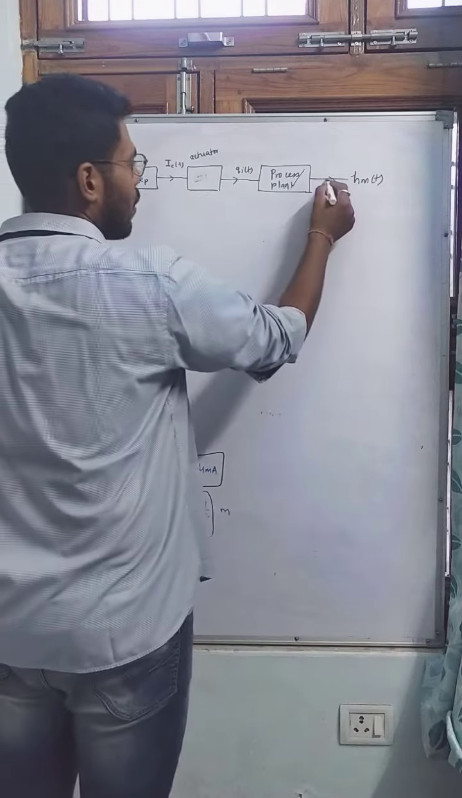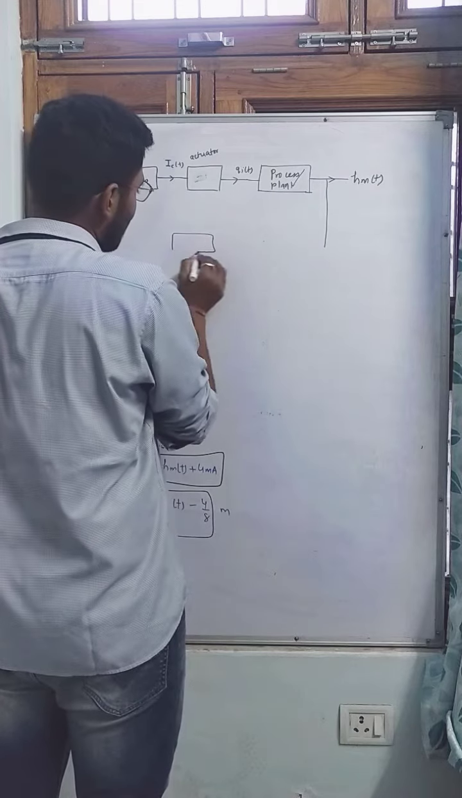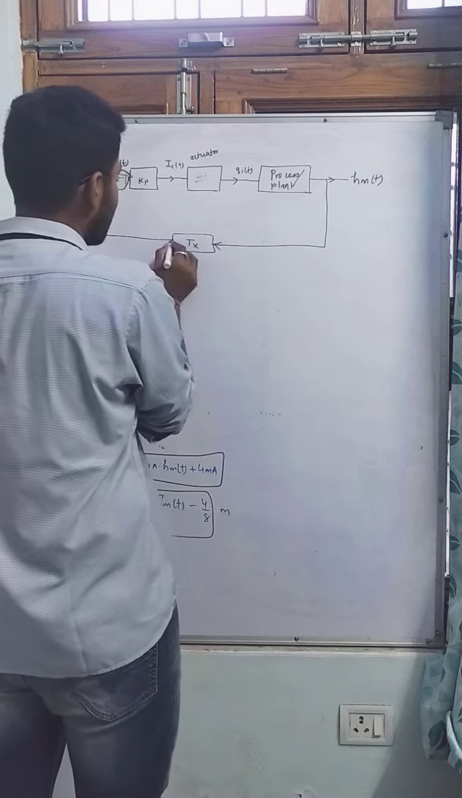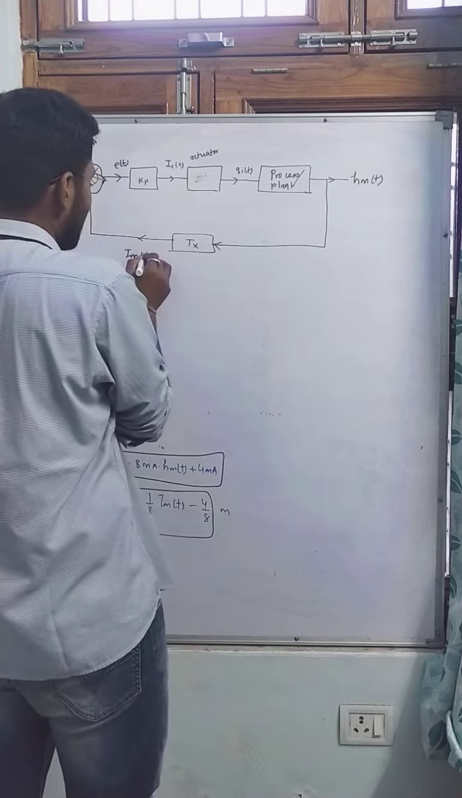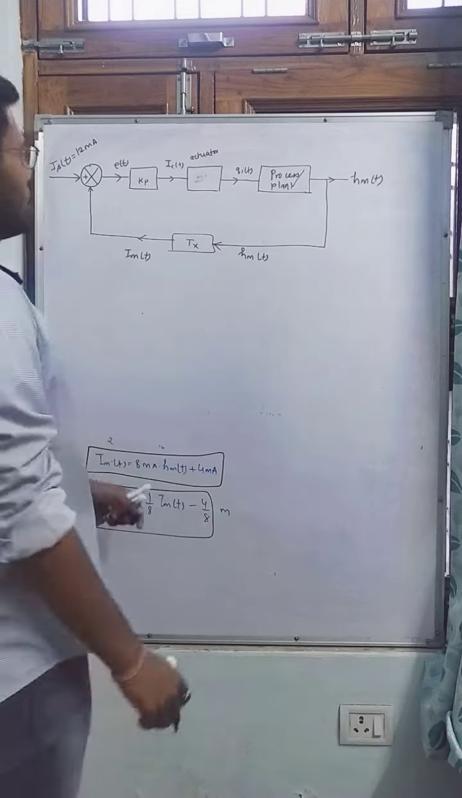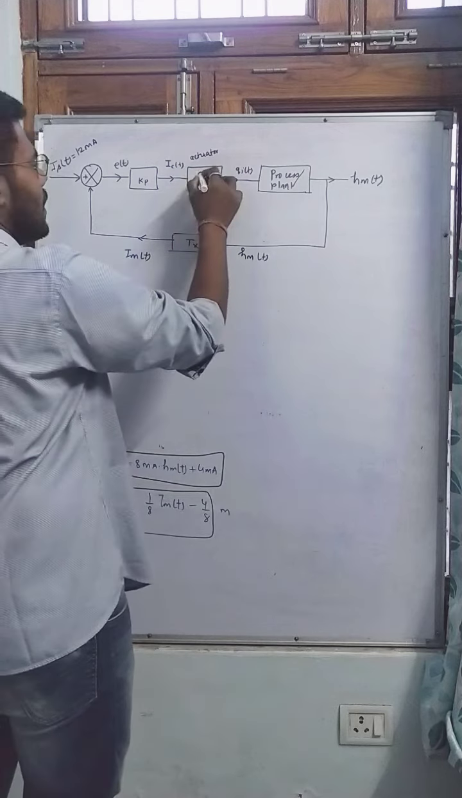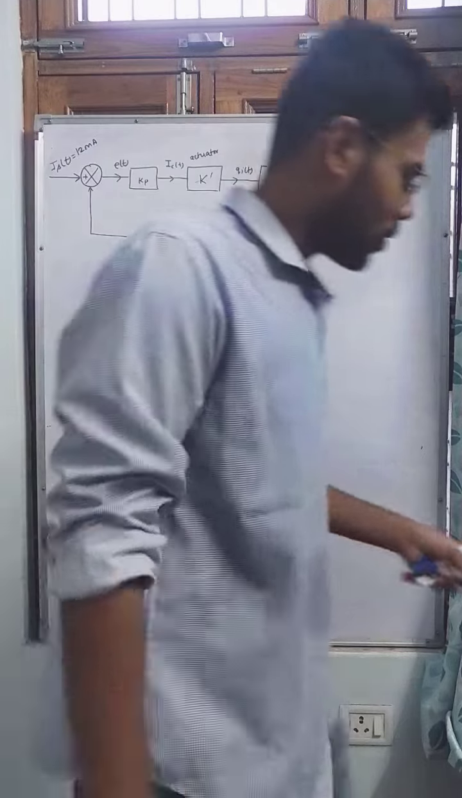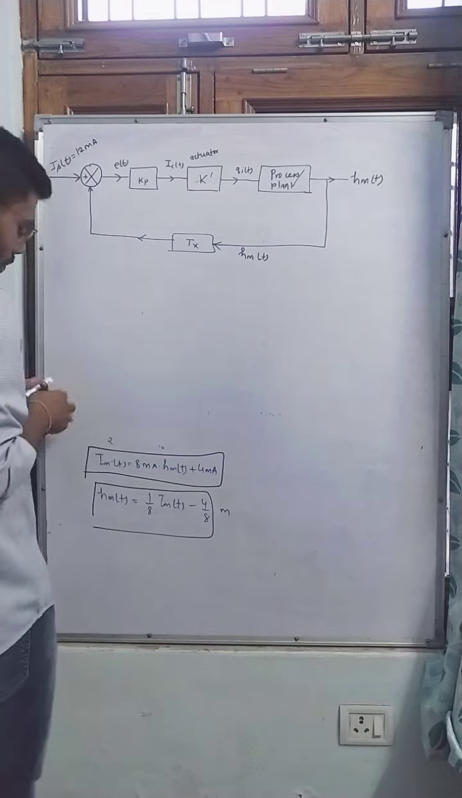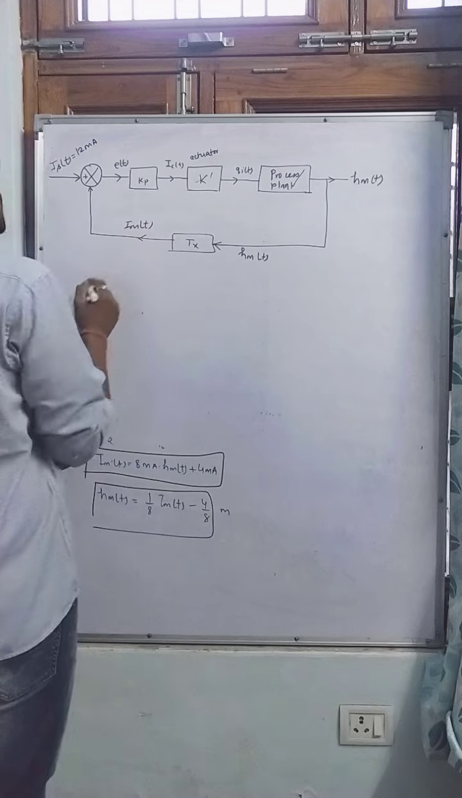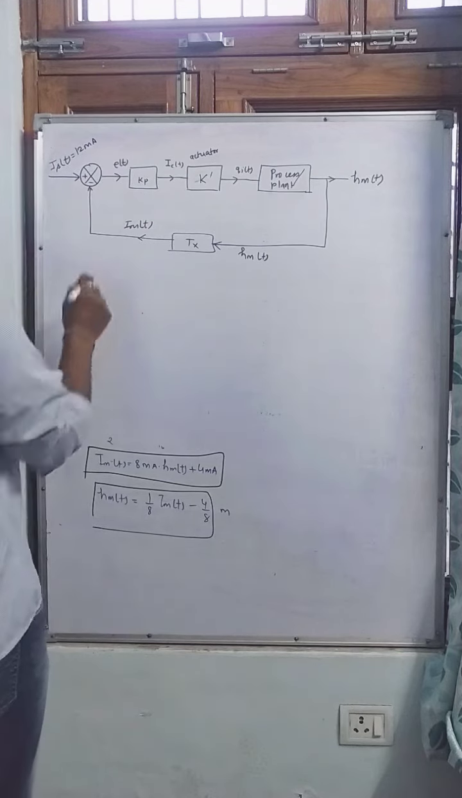Now the level of the tank is measured and given to the transmitter. Yes or no? And the transmitter converts it into current IMT. This is HMT. So this is the actuator. I am taking its gain as A dash. So this is your whole process in terms of block diagram. Okay, fine. This is minus.